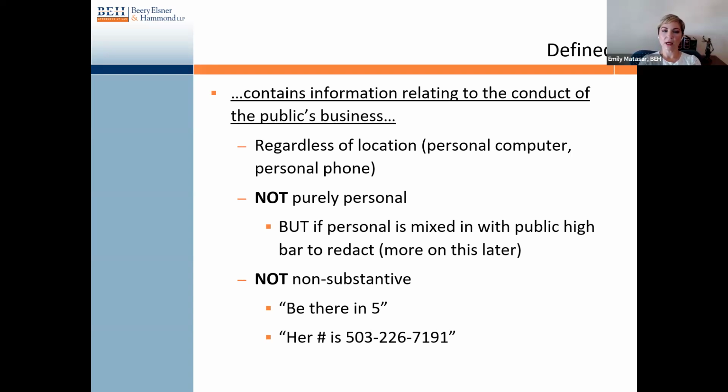Lastly, it does not include non-substantive material, and that's kind of a weird word, substantive. What I mean is it doesn't have any substance. It doesn't really contain information relating to the conduct of the public's business. So if you're late for a meeting and you text your colleague, be there in 5, that's not really a public record. Same with sending a colleague a phone number, for example. Stuff that doesn't contain information at all is not a public record.